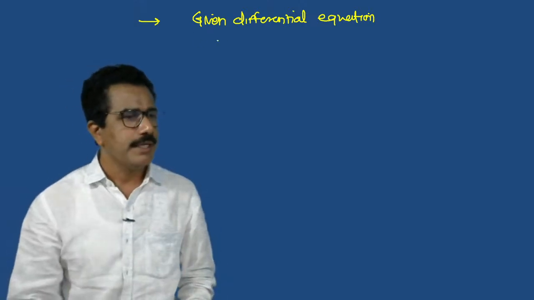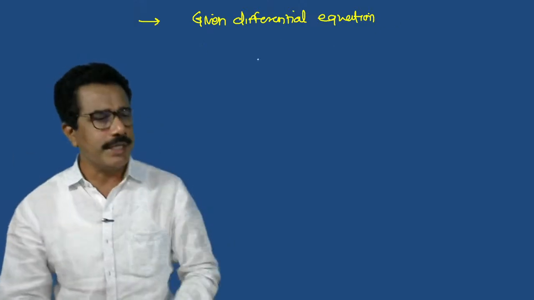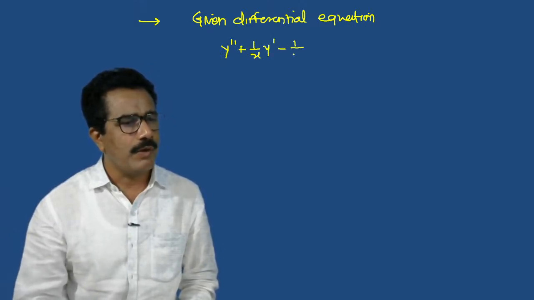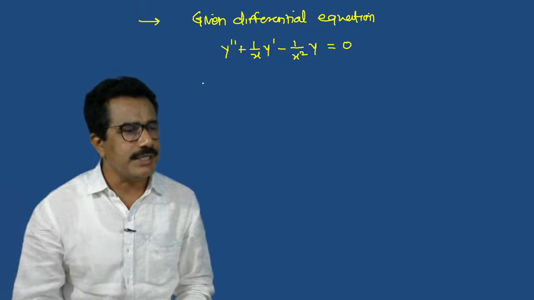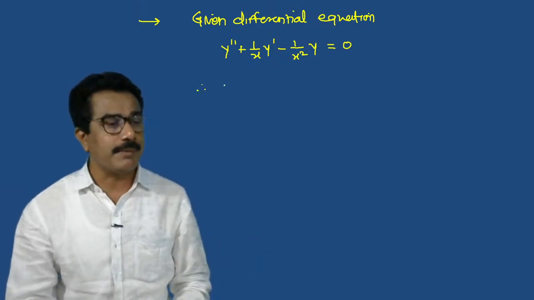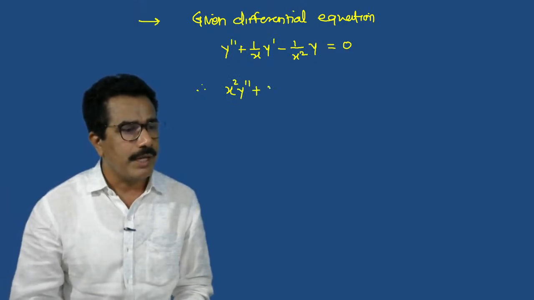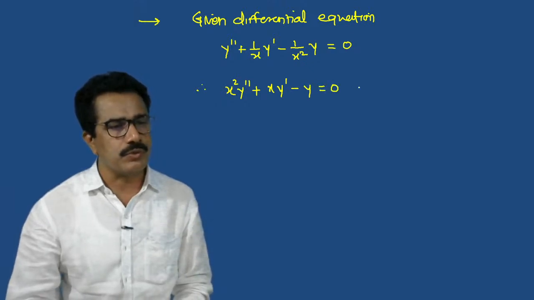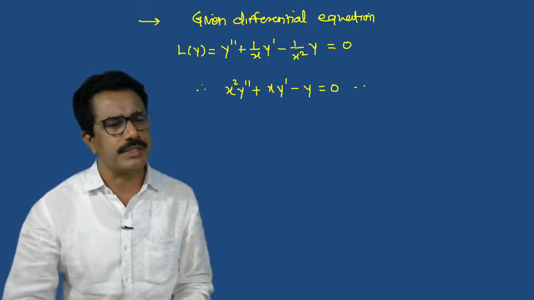Note that the given linear homogeneous differential equation of order 2 is y double dash plus 1 upon x into y dash minus 1 upon x square into y, which is equal to 0. Now we can write this in the form, if we multiply by x square, x square into y double dash plus x into y dash minus y, which is equal to 0. This is of the form L of y equals 0. Suppose this is equation number 1.